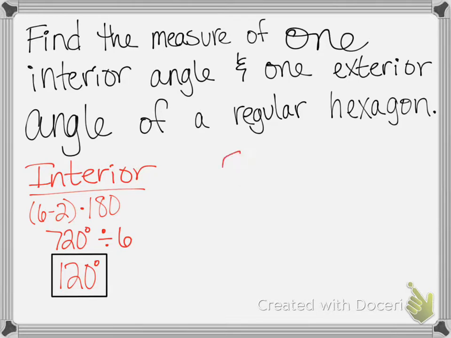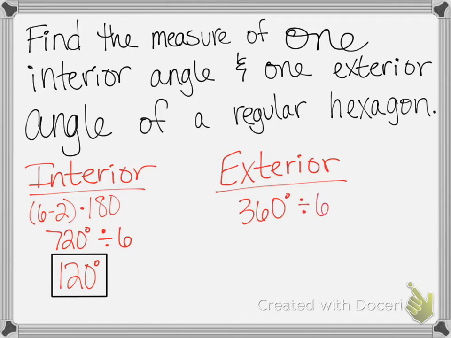So for exterior, what's the sum going to be? 360, because it's always 360. But again, we need to divide it evenly, so we're going to divide it by 6 again, and we would get 60 degrees for one exterior angle.